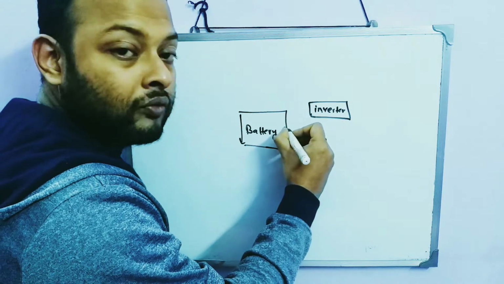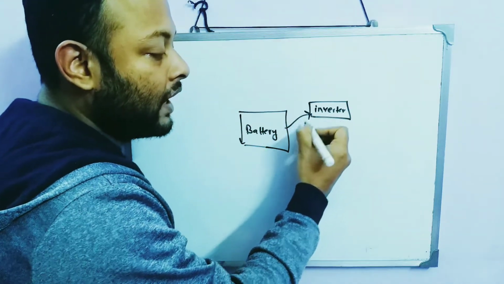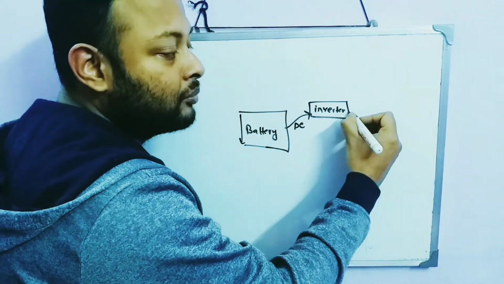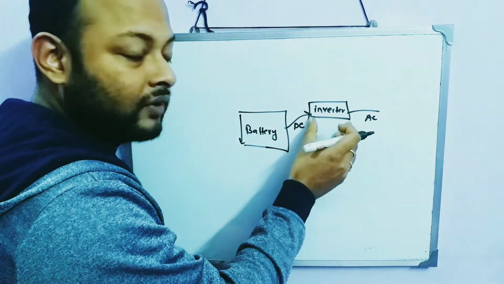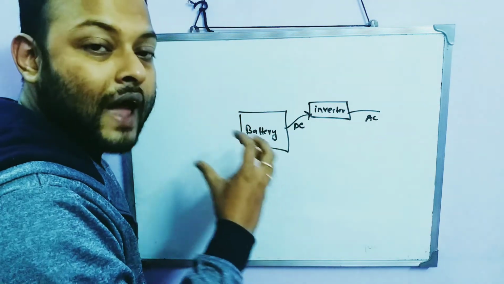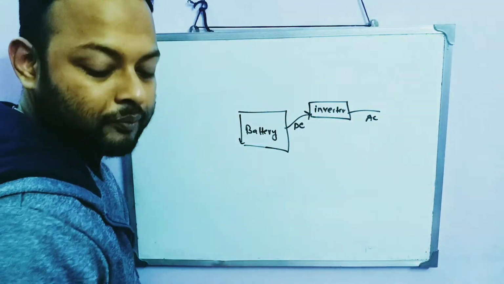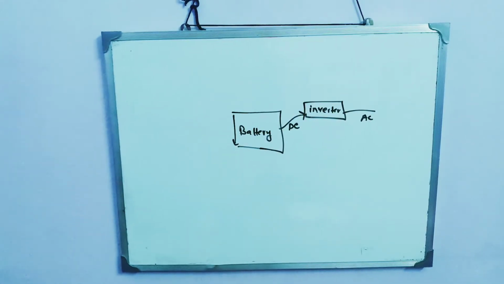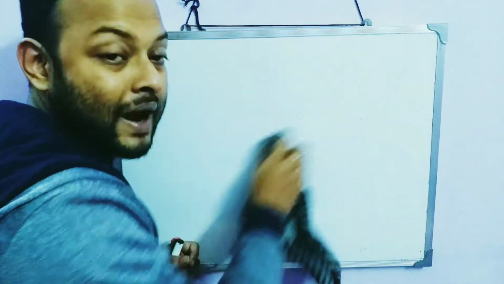So the battery provides current to this inverter, and this current is DC current, and the inverter then converts this DC current to AC current. So the inverter's function is different, the battery's function is different. The battery is the one which actually gives the charge, and the inverter converts from DC to AC. So our topic is to understand what this battery is and how this battery works.